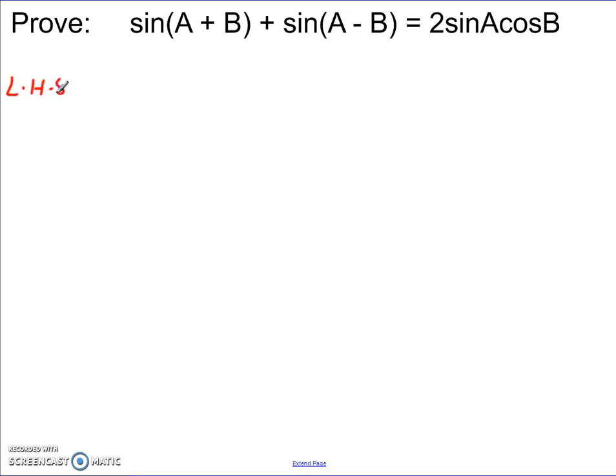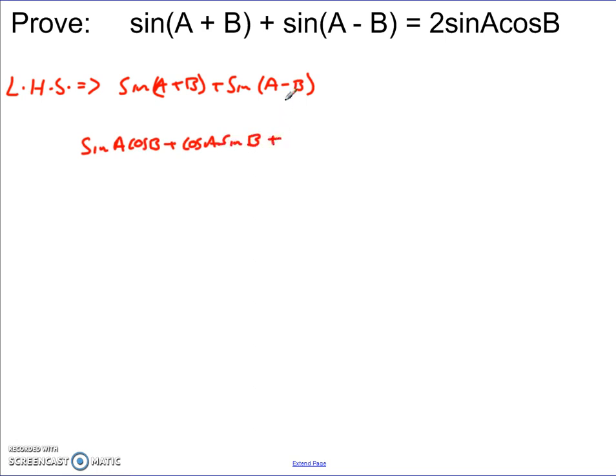So what I'd say is fine. My left-hand side, let's start with that. Sin of a plus b plus sin of a minus b. So I've got different compound angle expansions I can use for both of these. Sin of a plus b gives me sin a cos b plus cos a sin b. And then my sin of a minus b gives me sin a cos b again. This time though it's minus cos a sin b.